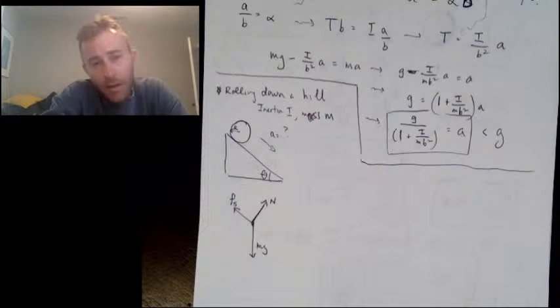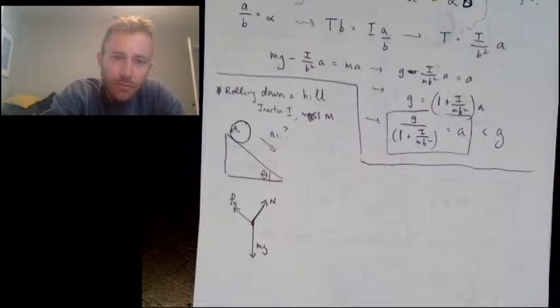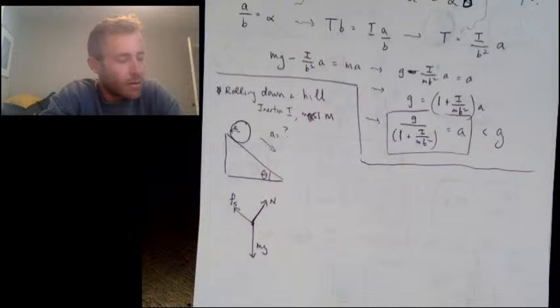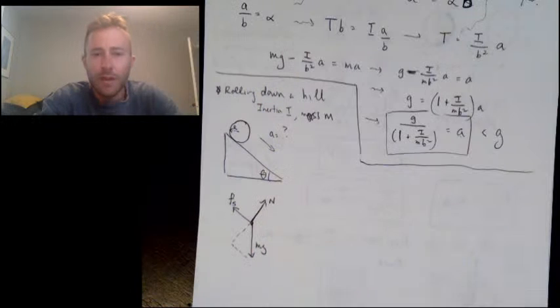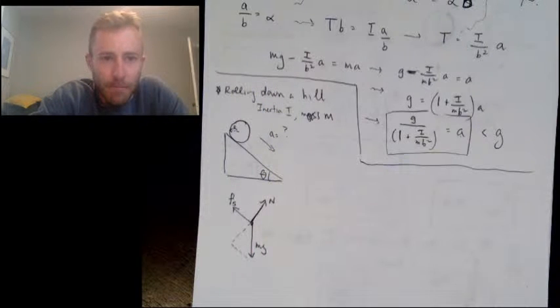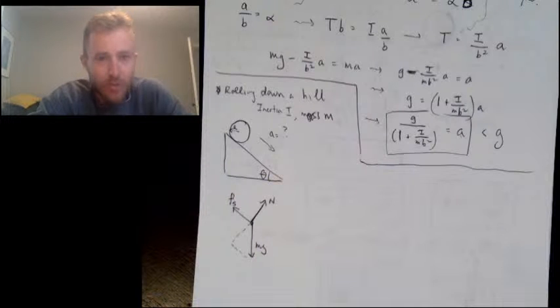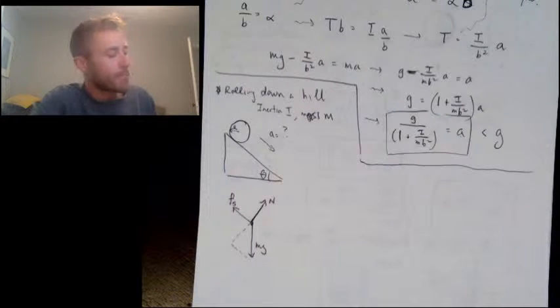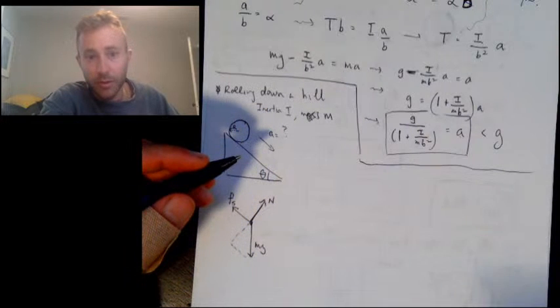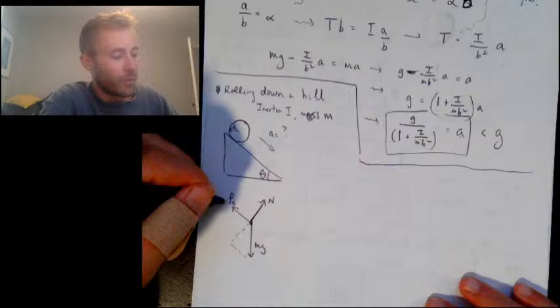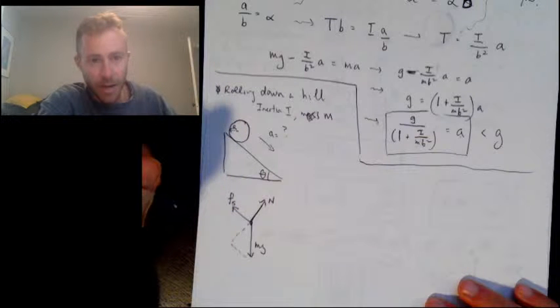Okay? Now remember, static friction is not necessarily going to be equal to mu times normal. Okay? Because static friction can be maxed out. So that's a really important point when we're talking about things rolling, because we'll find in this problem that static friction is not maxed out.